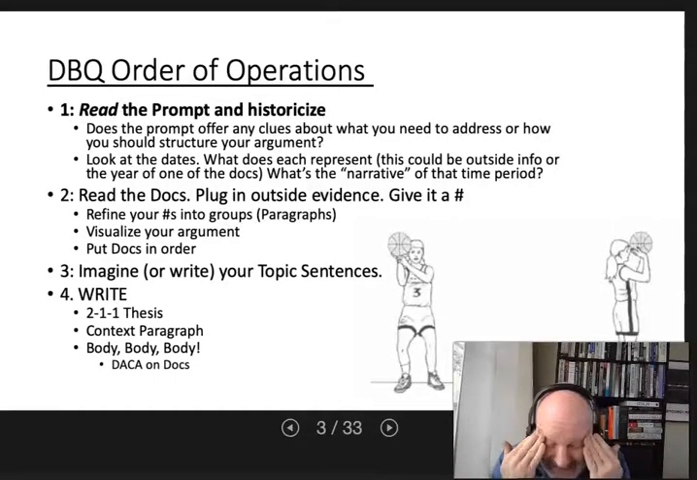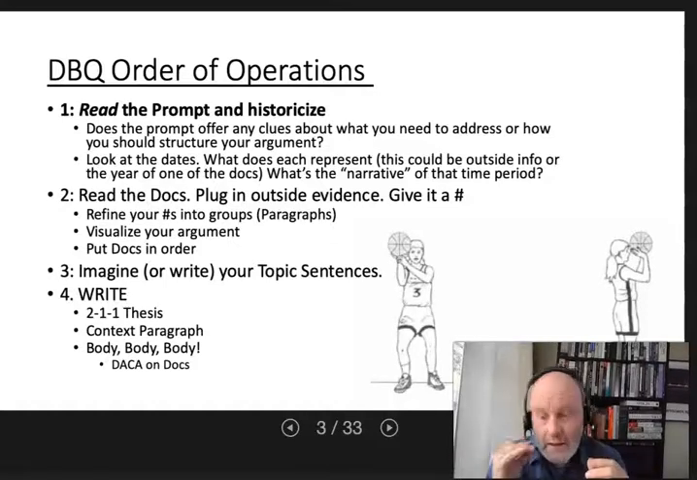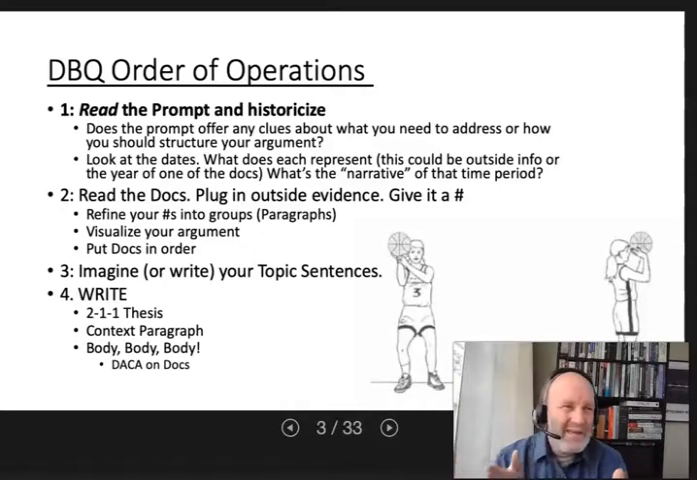What is it asking? Really read the prompt. What is it allowing you to do? What is it kind of saying you can't do? Is it giving you any limits or any possibilities to make a broader argument? What do the years mean? Think about the dates. What do they represent? What's happening in that time period?